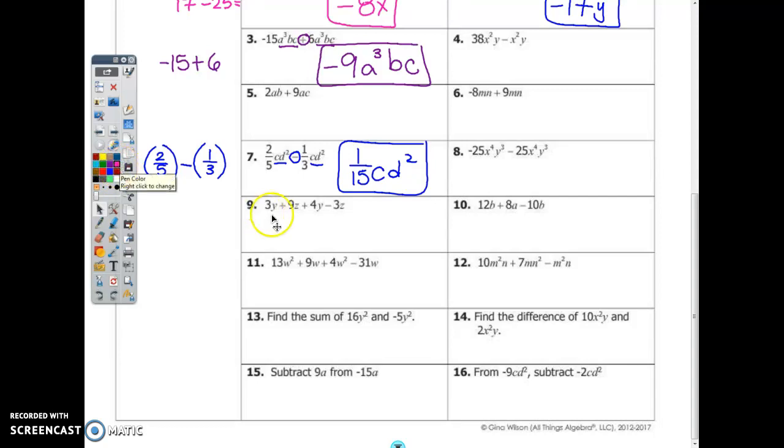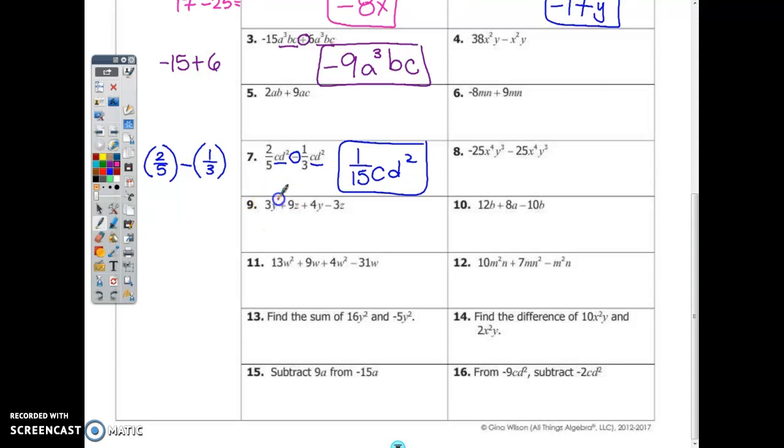Are all of these like terms? Do they look alike? No, right? So you do like terms. The ones that look alike, you add or subtract them. The ones that look alike, you add or subtract them.